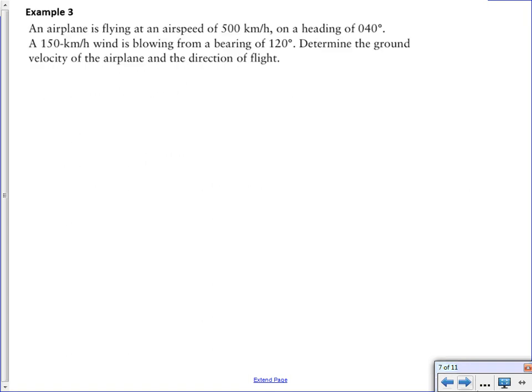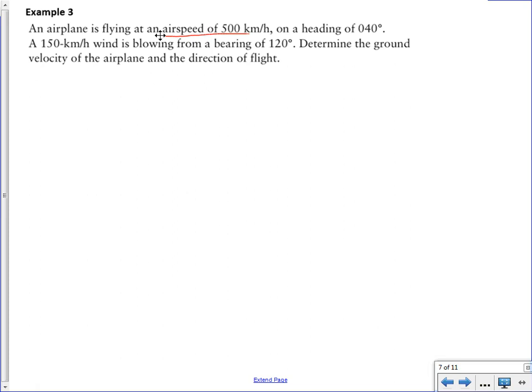It says, an airplane is flying at an airspeed of 500 kilometers per hour on a heading of 040 degrees. A 150 kilometer per hour wind is blowing from a bearing of 120 degrees. Determine the ground velocity of the airplane and the direction of flight. Okay, so in this case, they're telling us the plane's speed and heading. So the plane's velocity.